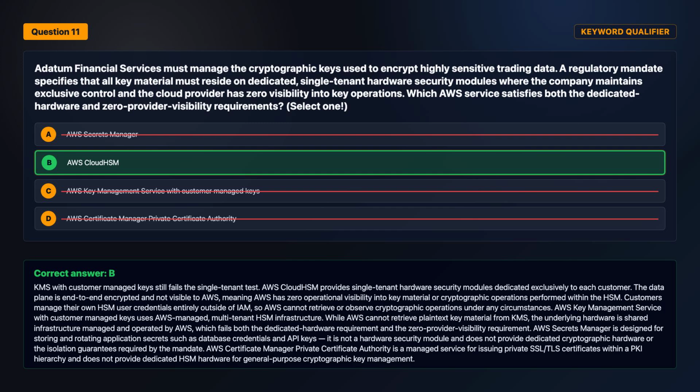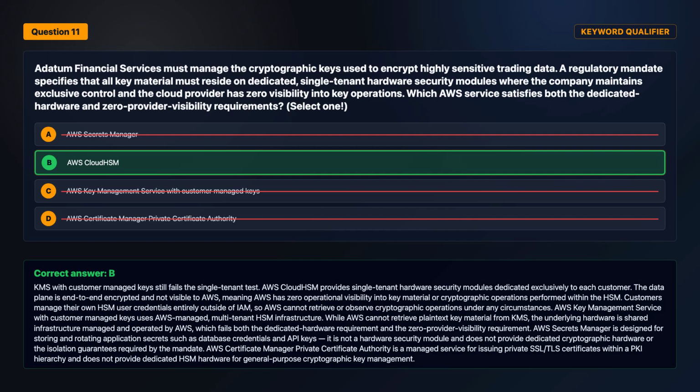Customers manage their own HSM user credentials entirely outside of IAM, so AWS cannot retrieve or observe cryptographic operations under any circumstances. AWS Key Management Service with customer-managed keys uses AWS-managed, multi-tenant HSM infrastructure. While AWS cannot retrieve plaintext key material from KMS, the underlying hardware is shared infrastructure managed and operated by AWS, which fails both the dedicated hardware requirement and the zero provider visibility requirement.